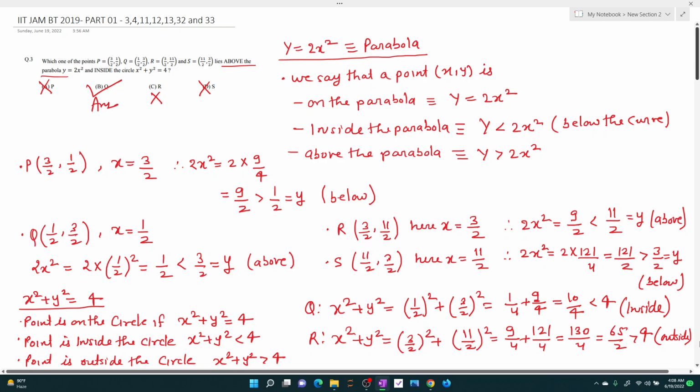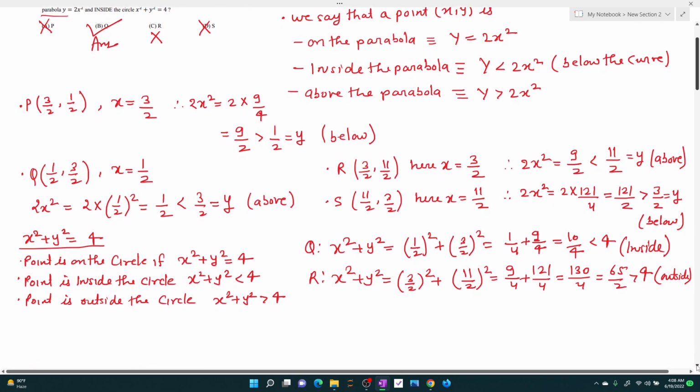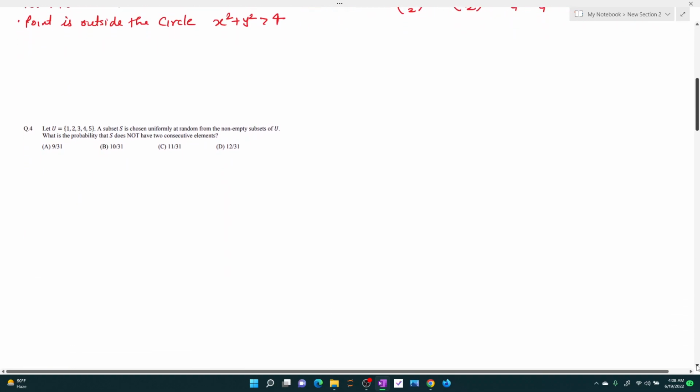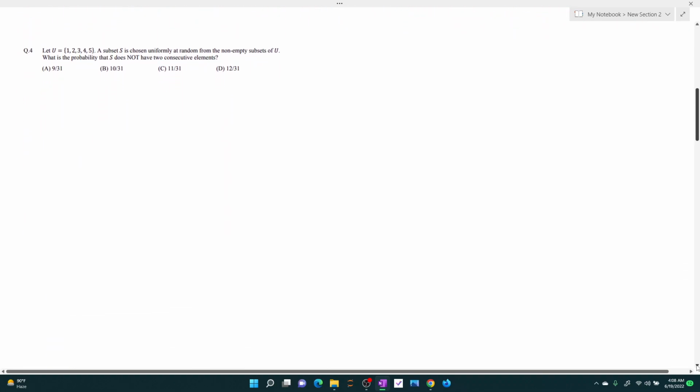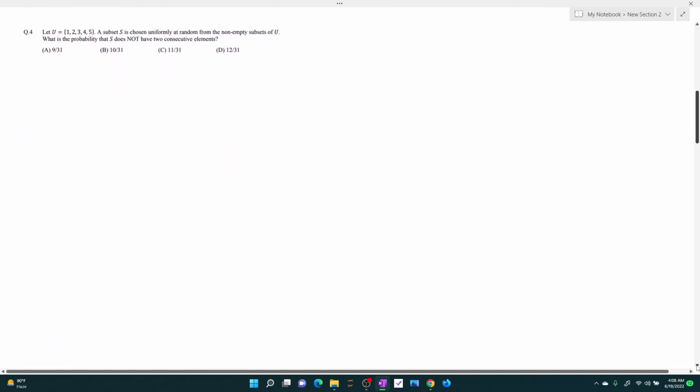Okay, let's move to the next question. Here we have a set, say U, which contains the values 1, 2, 3, 4, 5, and it says that a subset S is chosen uniformly at random from the non-empty subsets of U, right?